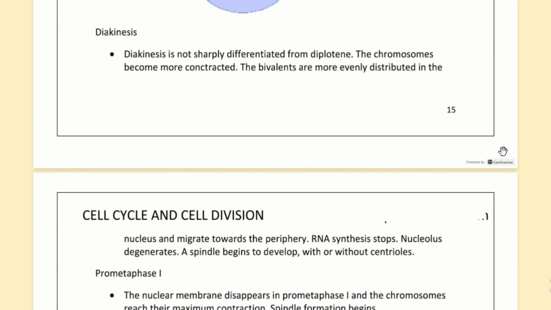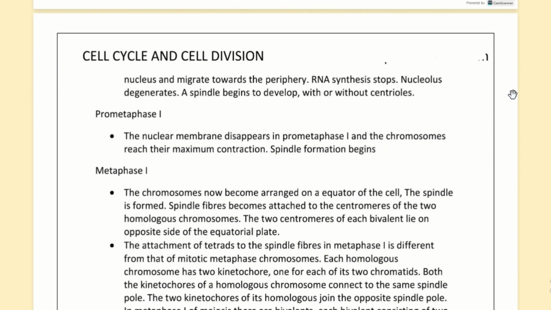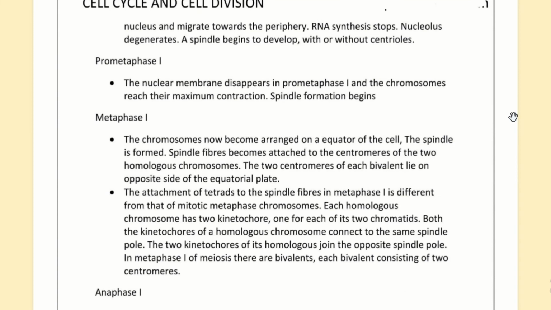Diakinesis. Diakinesis is not sharply differentiated from diplotene. The chromosomes become more contracted, the bivalents are more evenly distributed in the nucleus and migrate towards the periphery. RNA synthesis stops, the nucleolus degenerates, and the spindle begins to develop with or without centrioles. Then we have prometaphase 1. The nuclear membrane disappears in prometaphase 1 and the chromosomes reach their maximal contraction, and spindle formation begins.